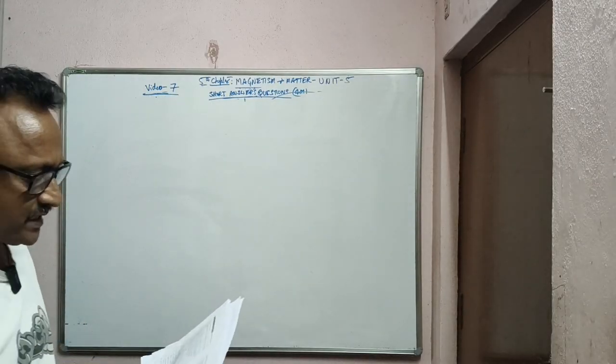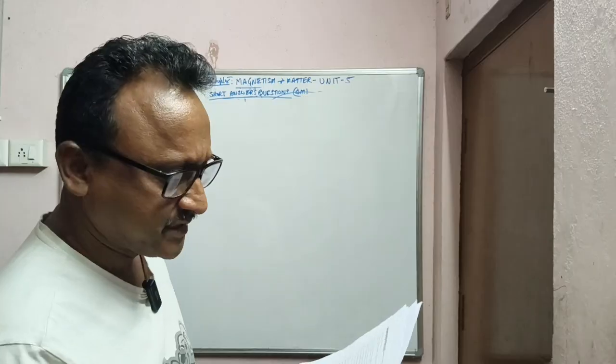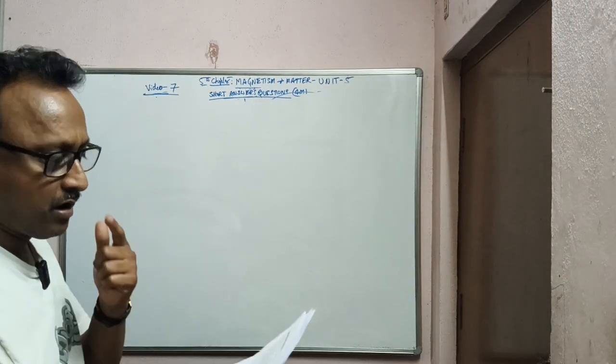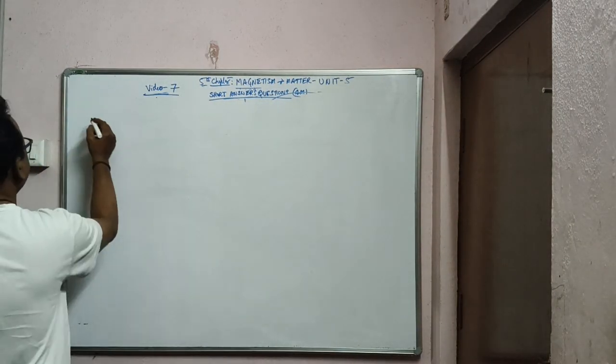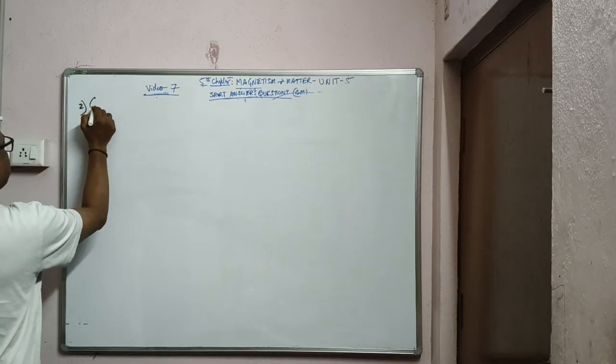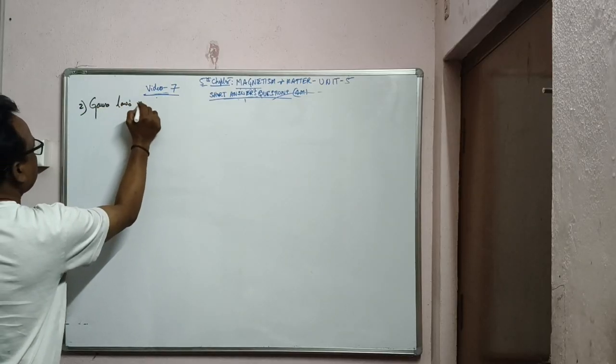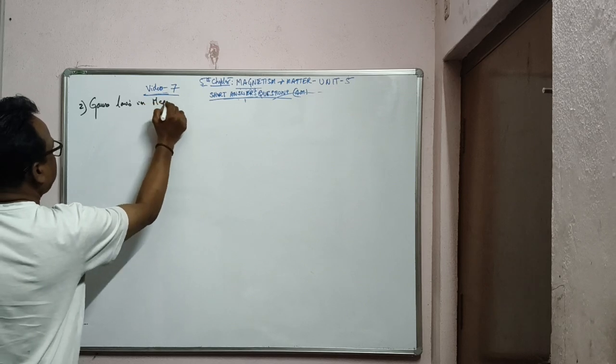Next one, state Gauss law in magnetism. Show how this law proves the non-existence of magnetic monopoles. State Gauss law in magnetism. Second question, Gauss law in magnetism.